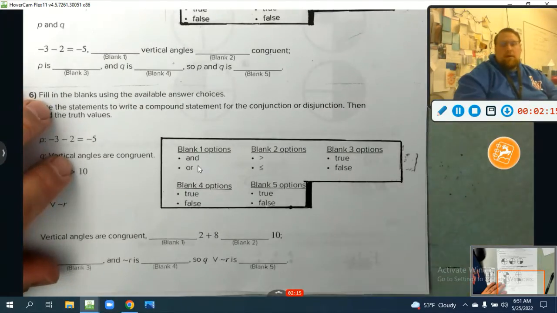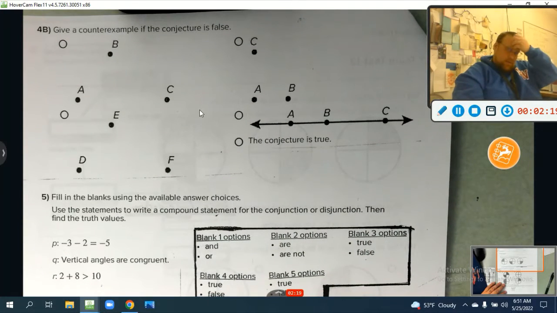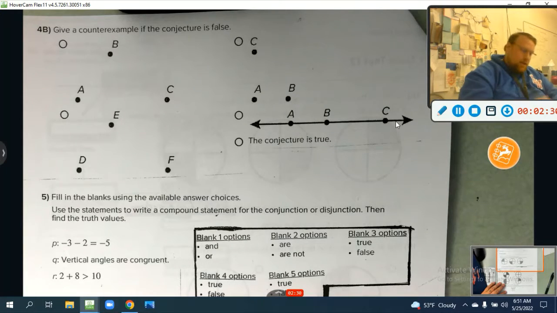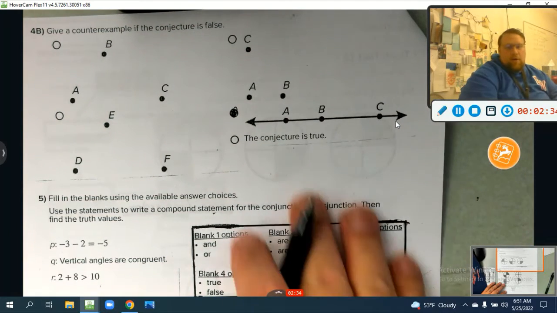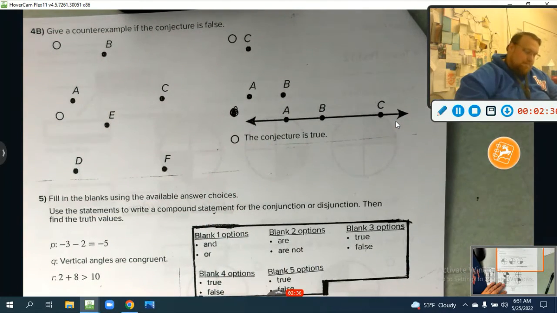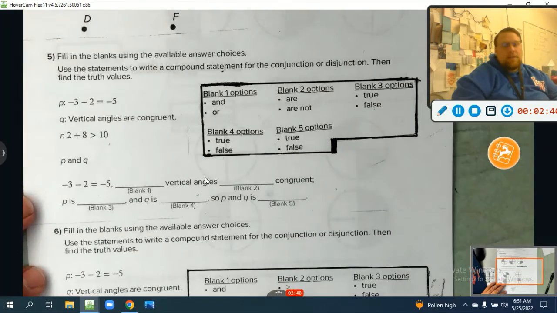I'm assuming there's a 4B happening up here. Give a counterexample. Well, let's look. That's not a counterexample. Those are non-collinear. So are those, those aren't even A, B, and C. These are non-collinear. Oh, here's collinear. That's a counterexample. There was always a conjecture that is true, but it's not. But if you're in a spot where they are, that's what you would answer on the test, right?